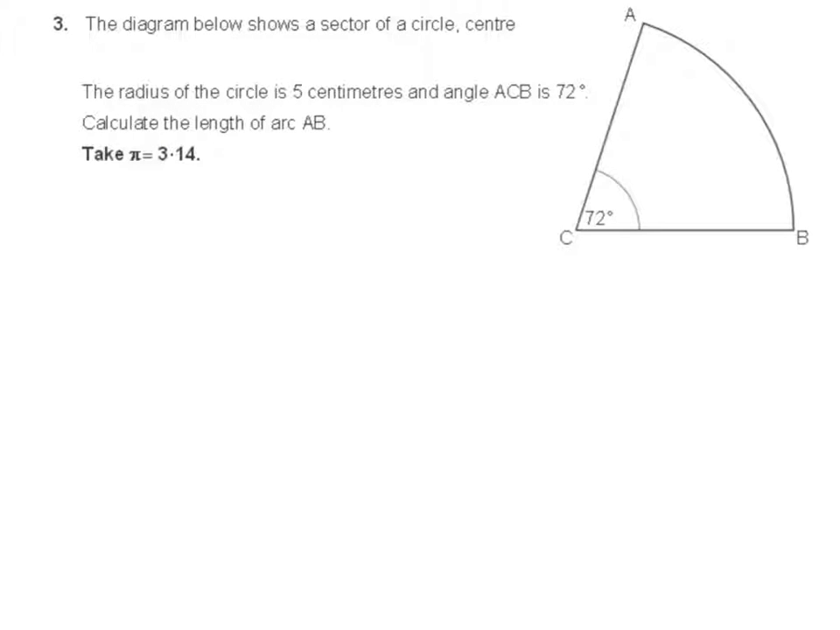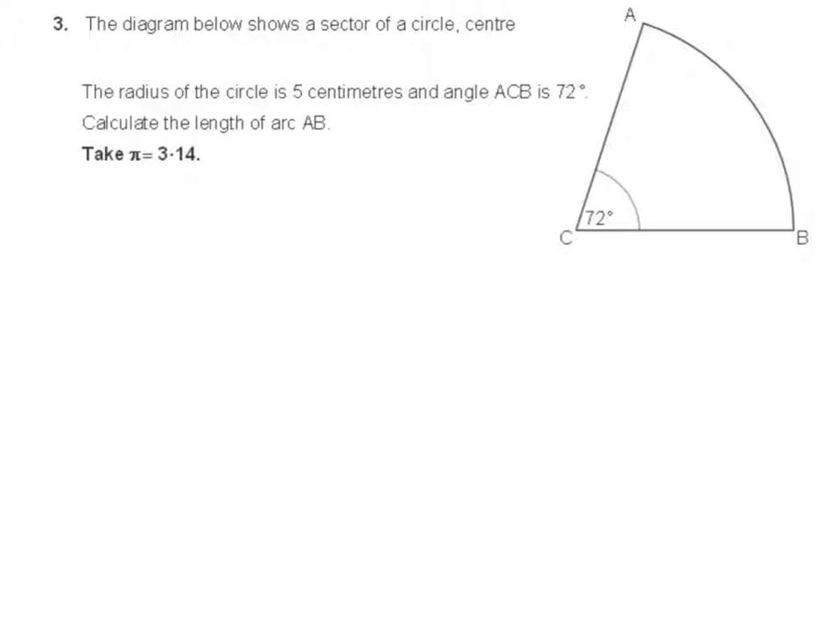This is question number 3 in the non-calculator section. The diagram below shows a sector of a circle, centre C. The radius of the circle is 5 centimetres, so that's from here to here, or in fact from here to here. And angle ACB is 72 degrees. We are then asked to calculate the length of arc AB, which is the length of this curved part of the circumference going from A to B. And we're told to take pi equal to 3.14.